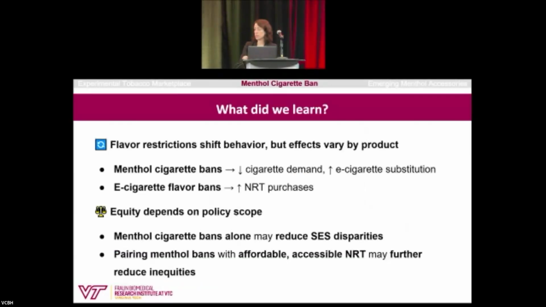And we need to consider the equity effect. Menthol cigarette bans alone may help reduce socioeconomic disparities in tobacco use. But pairing these bans with affordable and accessible NRT options could further reduce inequities and support quitting among lower income populations.